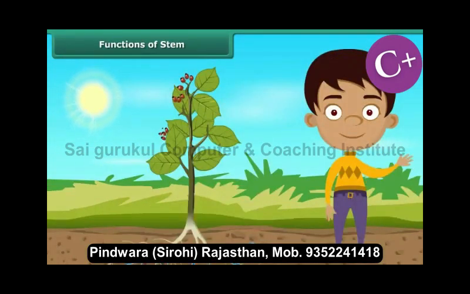Roots, as you learned, absorb water and minerals from the soil. How do the water and minerals absorbed by the roots reach the rest of the plant body? Yes, through the stem. The stem conducts them to the leaves and other parts of the plant. It also supports the plant, enabling it to stand erect. Besides, it exposes its leaves to the sunlight.